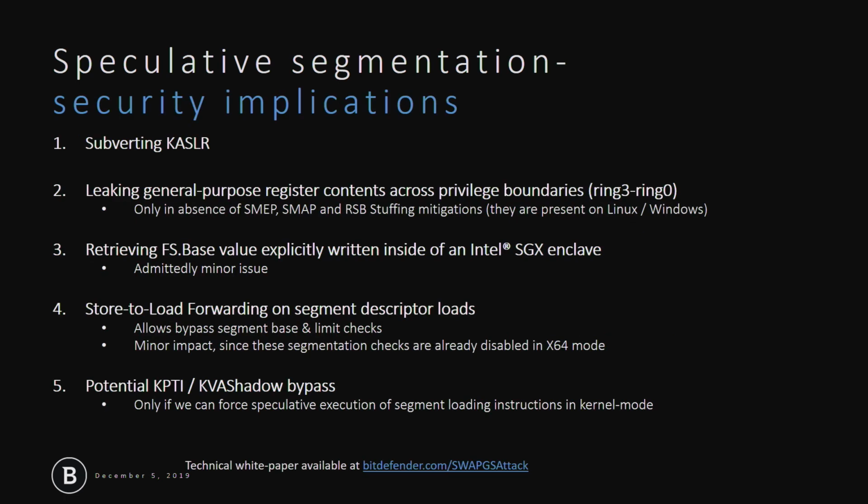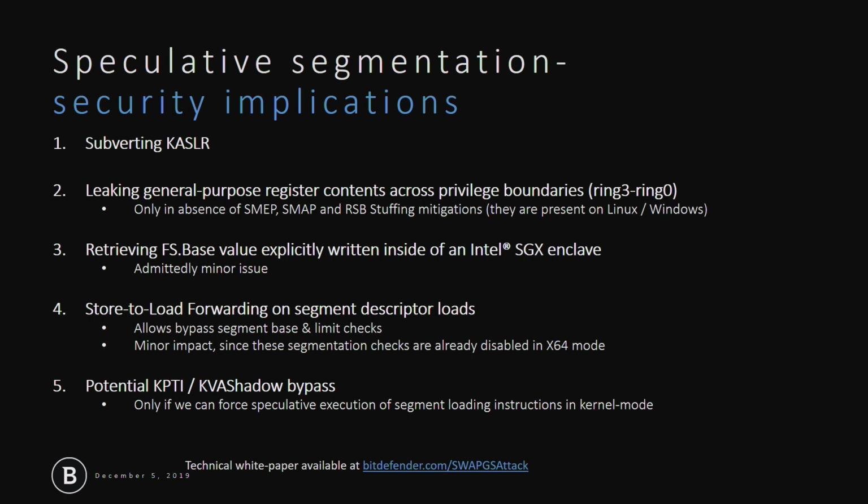Now, these two technical findings give birth to five security implications. All these security implications were responsibly disclosed to Intel, of course. The first one, subverting KASLR, has the biggest impact as it allows to de-randomize the base address of the kernel and find its layout, but not its content.